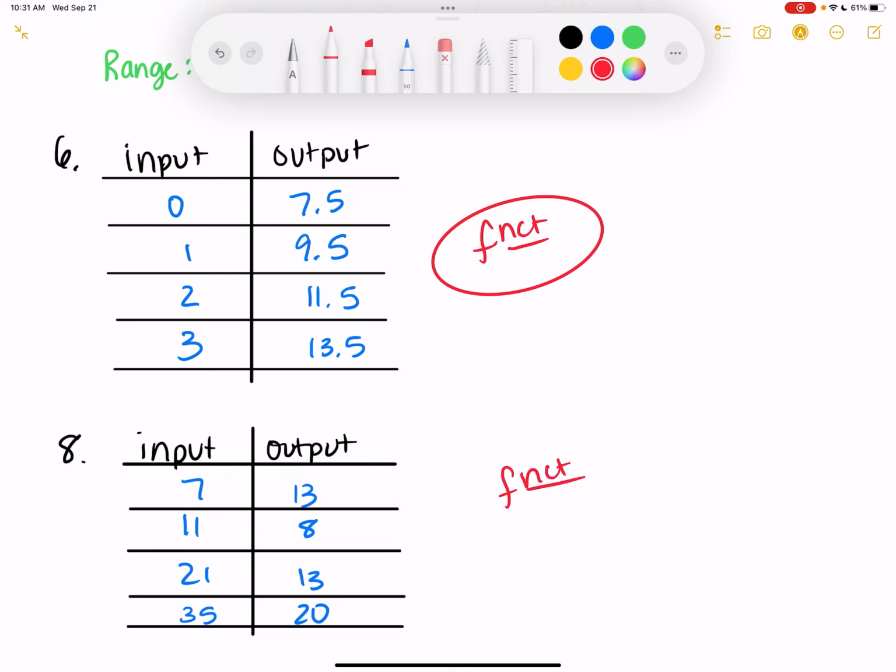If they were switched, let's say the inputs were on the right side and the outputs were on the left side, because 13 would be repeated, it would not be a function. So if the inputs are repeated, then it's not a function.